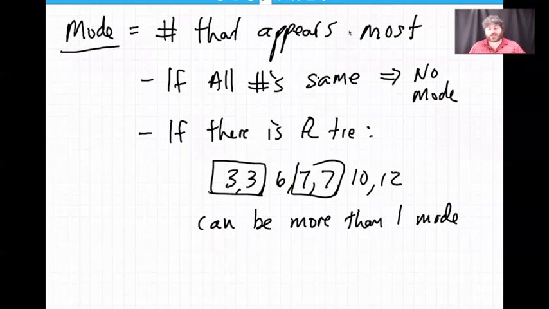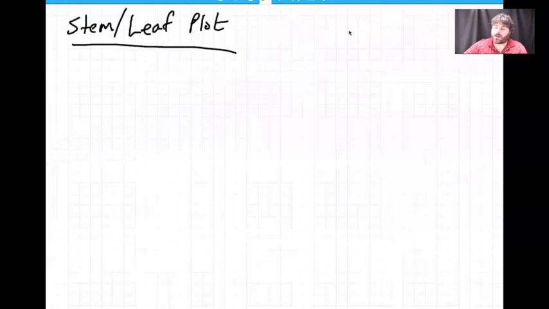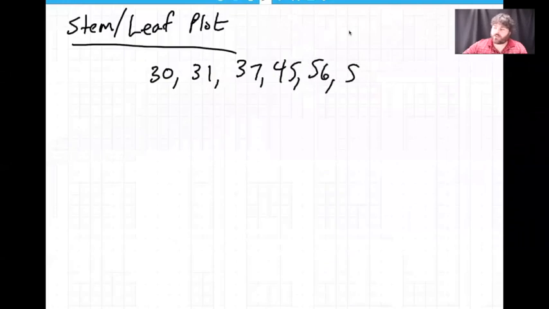Okay, so that's mean, median, mode, the basic stuff. Now that does get a little more complicated, and that's what we're going to talk about next, is some ways that they can kind of make it a little more complicated. So first off, let's look at a stem and leaf plot. Okay, stem and leaf plot, basically if I had these numbers 30, 31, 37, 45, 56, 57, 57, and 57.